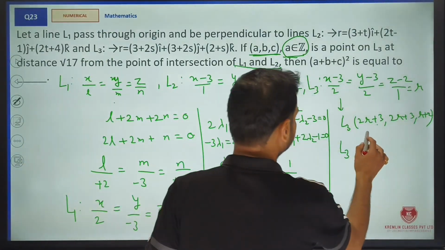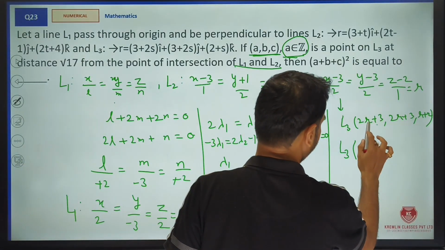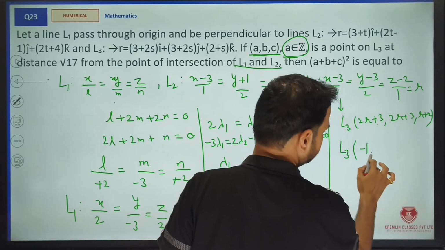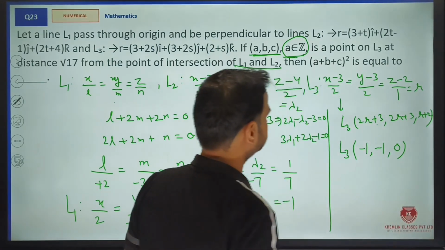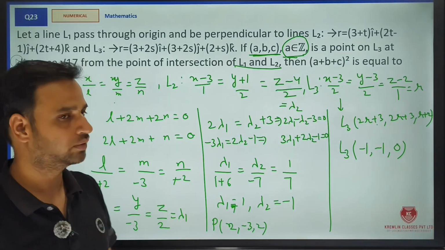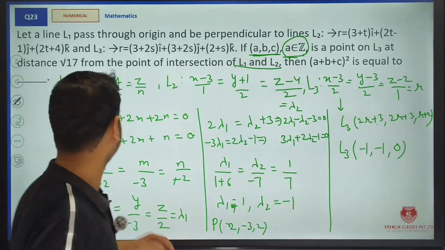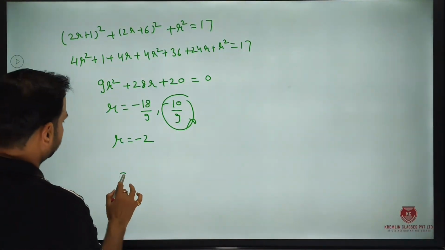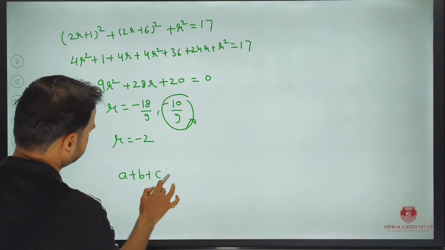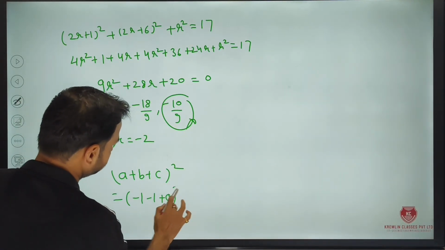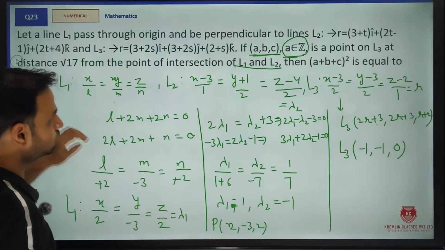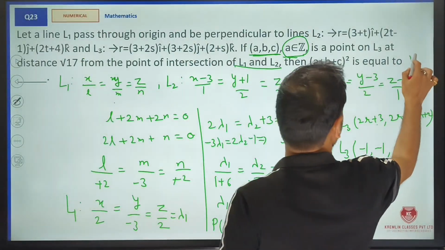Okay. So this point will be minus 2. When we put minus 2, it is minus 1. It is minus 1 and it is 0. Okay. So a plus b plus c whole square is given by minus 1 plus 0 whole square, means 4. So the answer should be 4.